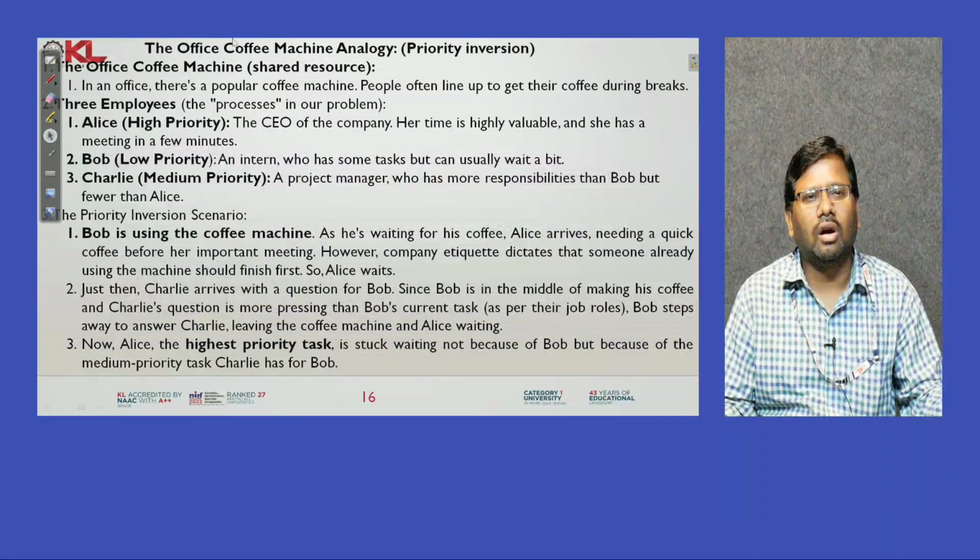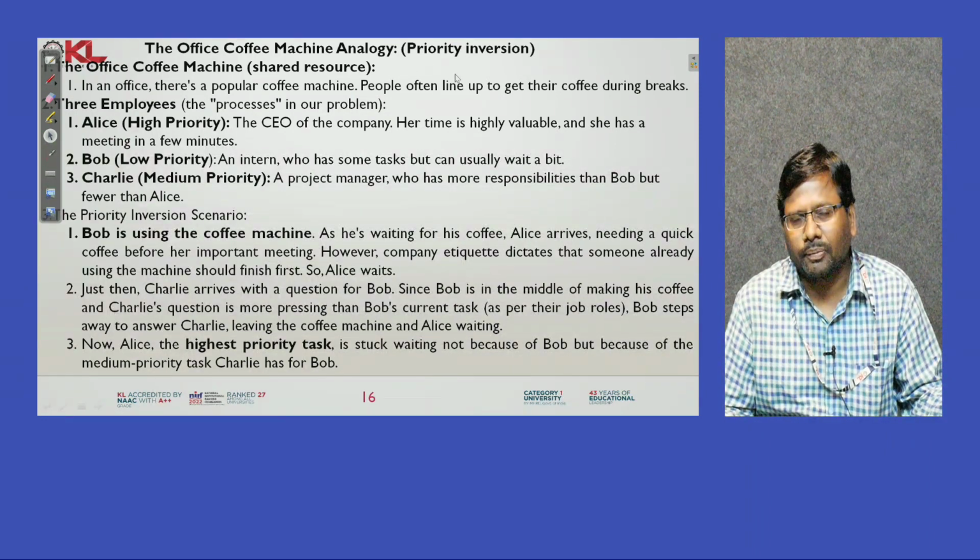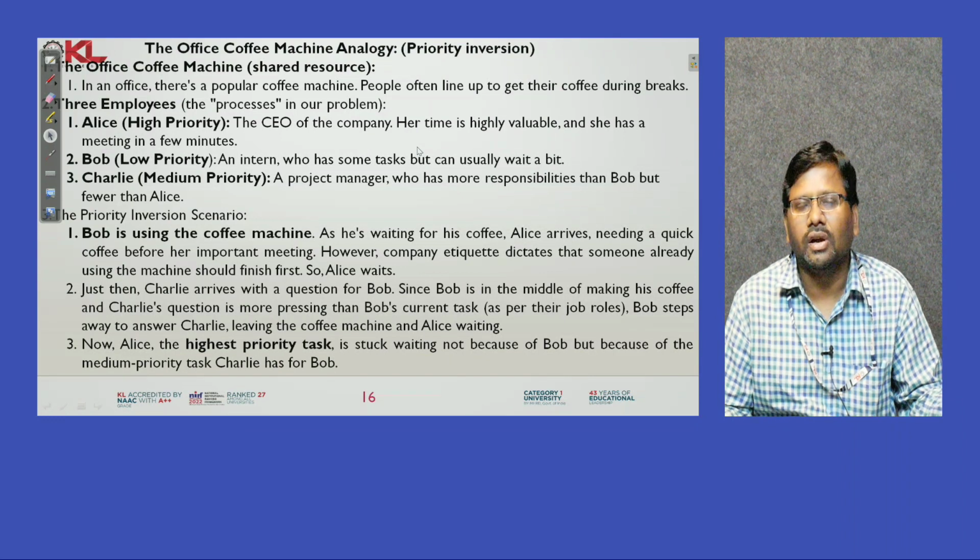Next, the office coffee machine analogy. This is a priority inversion example. Suppose there is a coffee machine, and inside an office we observe various kinds of employees: higher authorities, lower authorities, and medium authority.